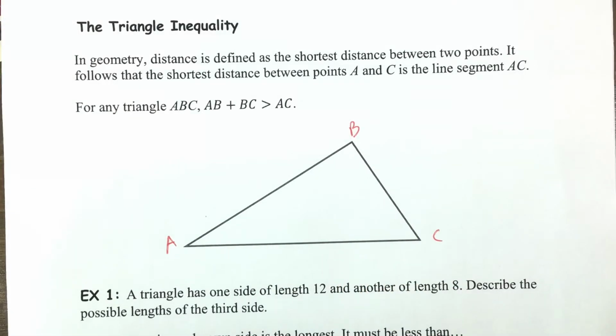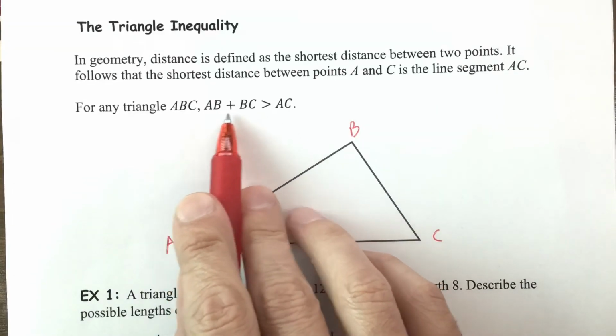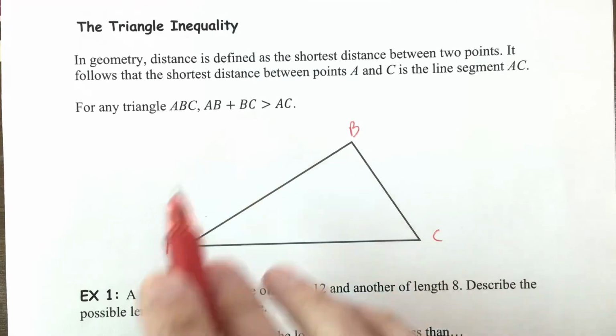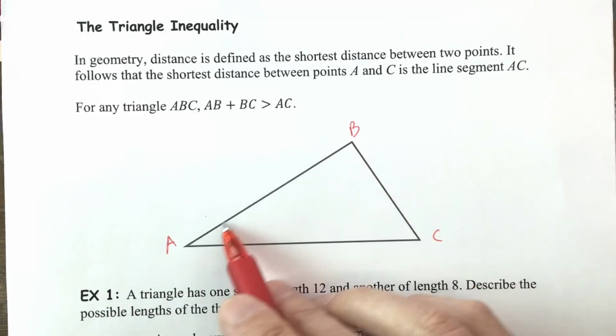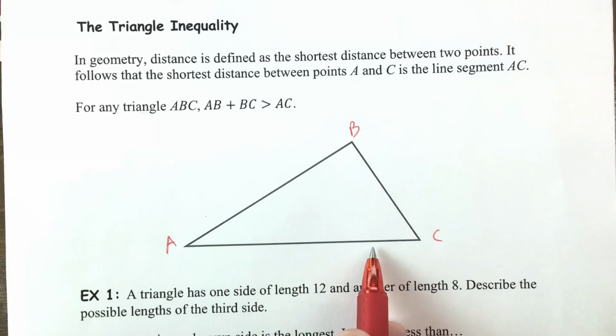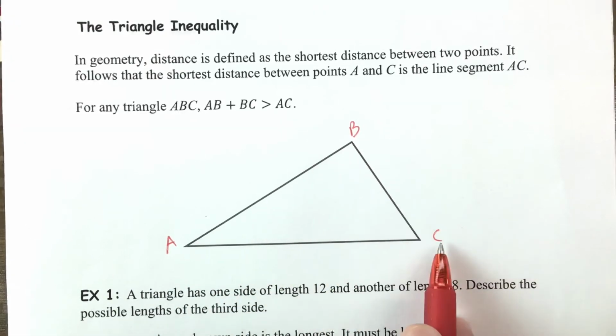For any triangle, what it really tells us is that we can take the measurement of two sides, and if we add them together, they have to be greater than the length of the third side. It doesn't have to just be like AC in this picture. We could look at AB as one segment plus AC and figure out that that length is going to be longer than BC. Any two sides added together is going to be greater than the length of the other side.